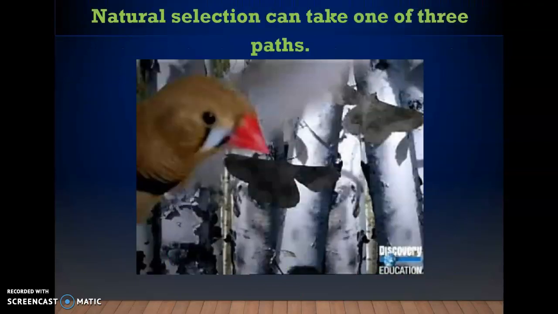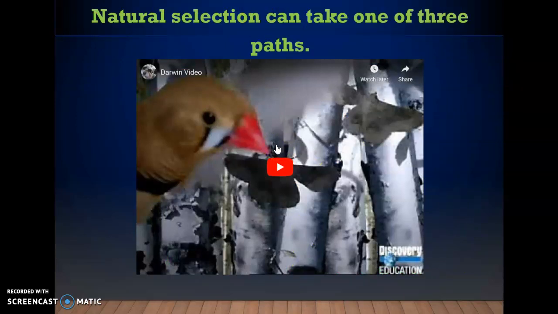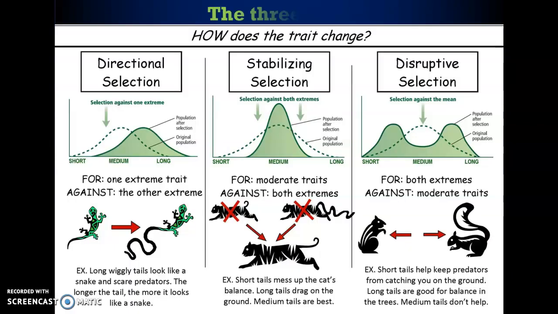Okay, so there are 3 different paths. I've got a video here about Charles Darwin and selection. So please watch this video on your own. It's one of my personal faves. But here are the 3 different pathways: directional selection, stabilizing selection, and disruptive selection.